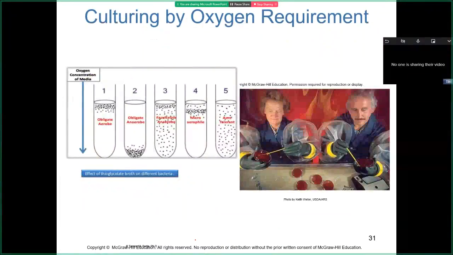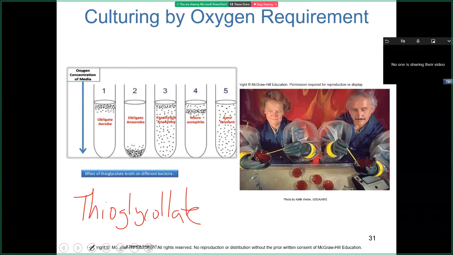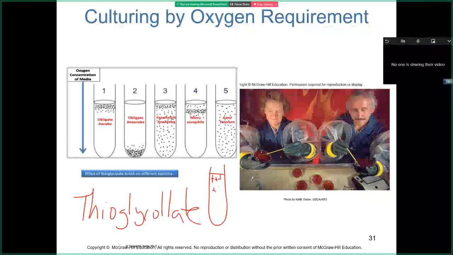And so here you can see these are supposed to be culture tubes of a type of broth that has different levels of oxygen as you go down from the top of the broth to the bottom. There's this stuff called thioglycolate. It's a broth that you can make up. So it's got the nutrients that you would normally use to make up a nutrient broth. But the addition of the thioglycolate causes the formation of an oxygen gradient. So if you were to look at the oxygen concentration in a tube of this broth, really high at the top, but it goes down incrementally as you go from the top to the bottom. So three pluses up here, to two pluses, to one plus, to nothing at the bottom. So that's an oxygen gradient.